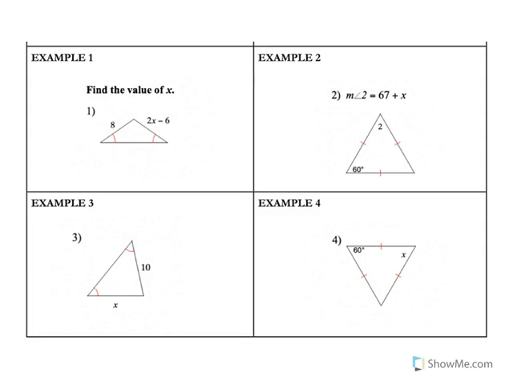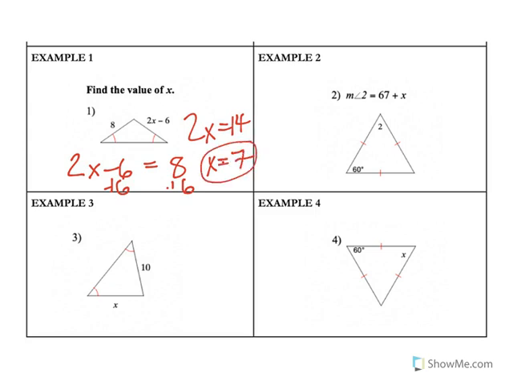Example 1, find the value of x. We can see that there are two equal angles here based on the symbols that are shown. So that means this is an isosceles triangle. So 2x minus 6 is equal to 8. Very simple two-step equation. 2x is 14, x is 7. So we found the value of x.